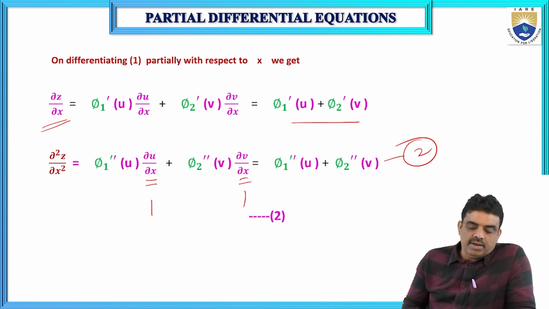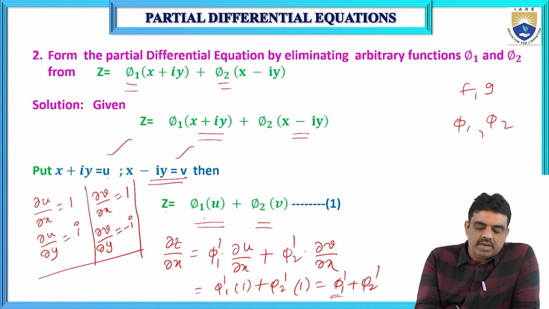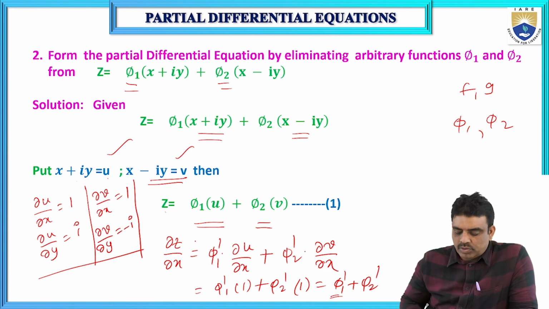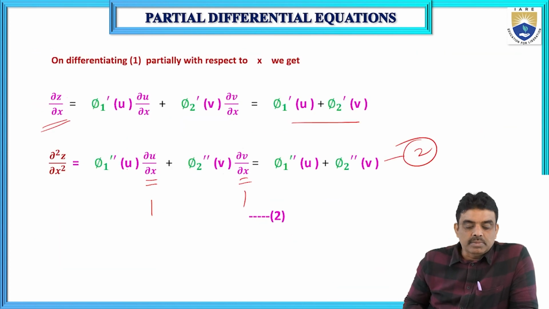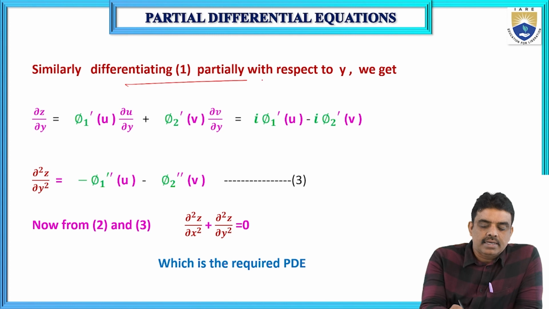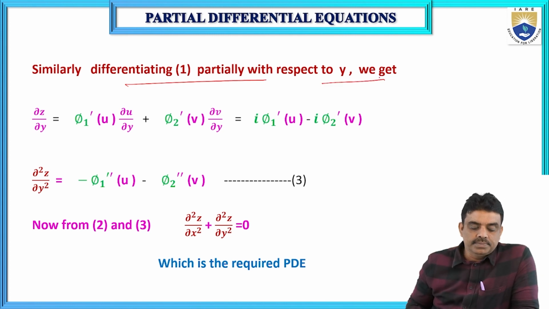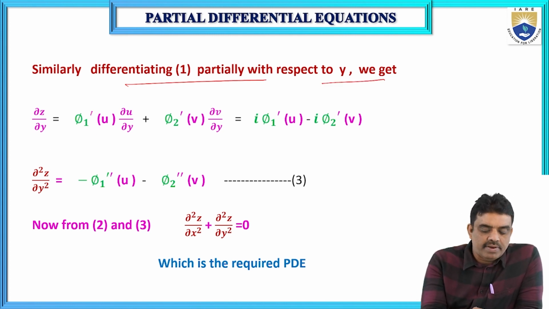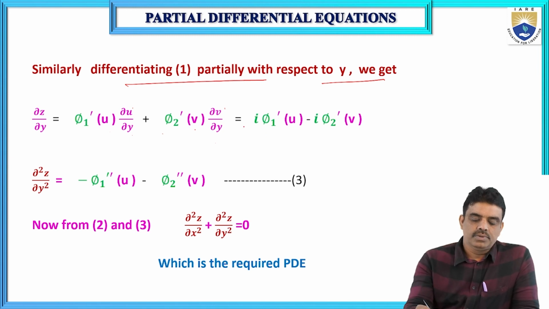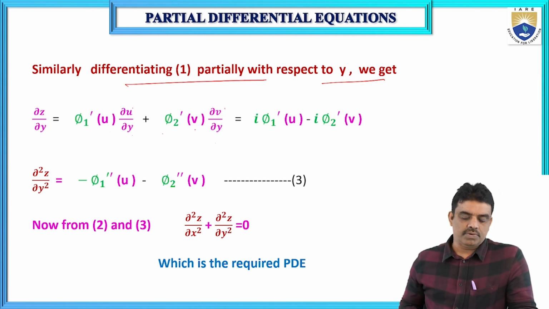So what I have done here is, I have considered the equation z is equal to phi 1 of u plus phi 2 of v, and I considered the derivative with respect to x, dou z by dou x. Similarly, we differentiate partially with respect to y, then dou z by dou y is equal to phi 1 dash of u into dou u by dou y plus phi 2 dash of v into dou v by dou y.